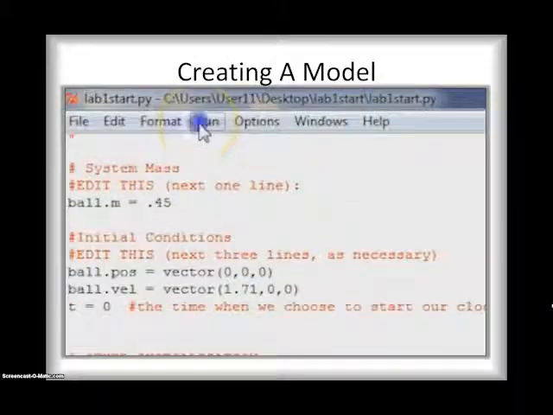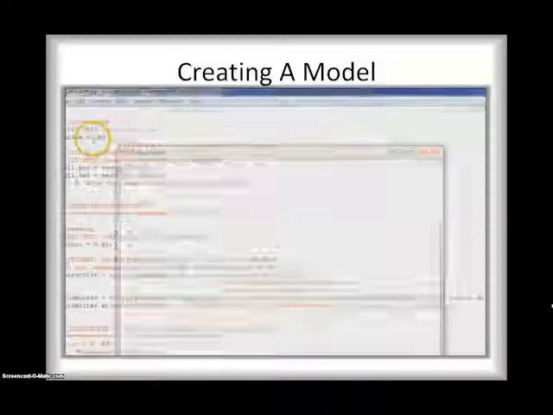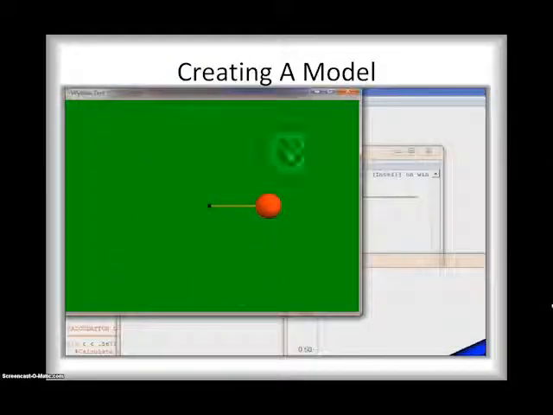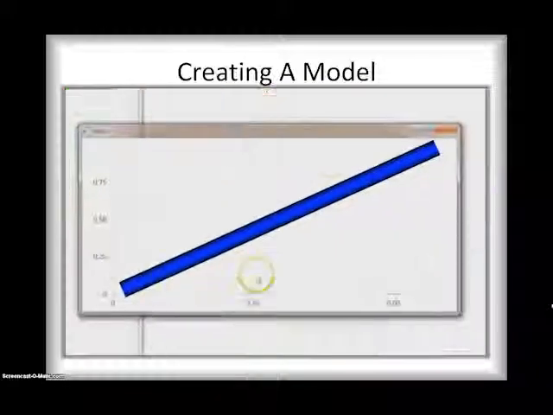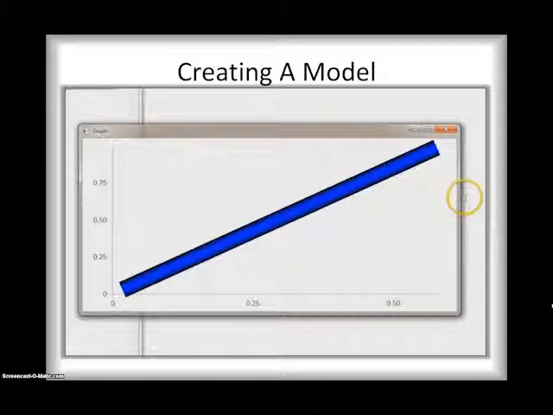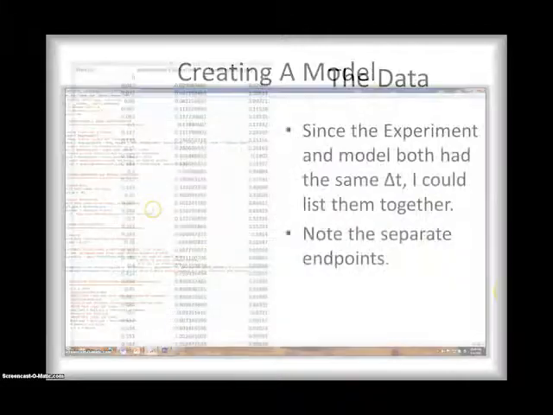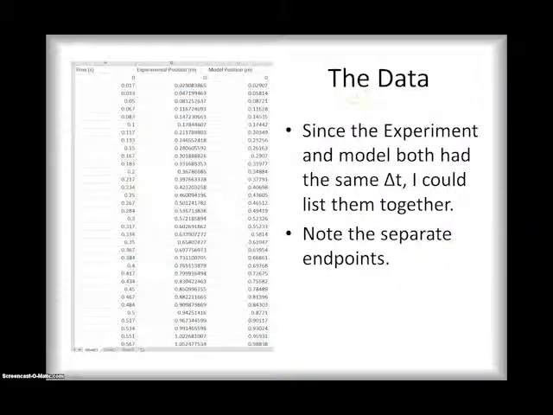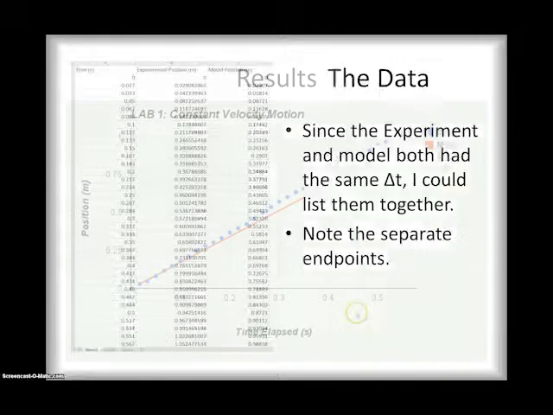Now we go to run the actual operation, or the module, and the ball successfully moves across the screen, and also a graph is generated, linear as well. And now we go up to the data. As you can see, since the experiment and model both have the same delta t, we can nicely put them together. And also look at the endpoints. They are slightly different, so there's a little bit of a discrepancy there.